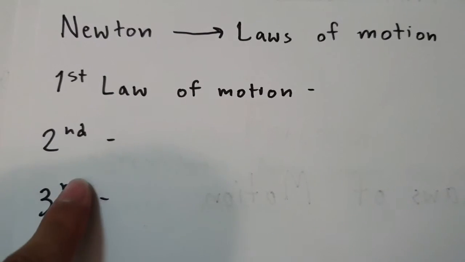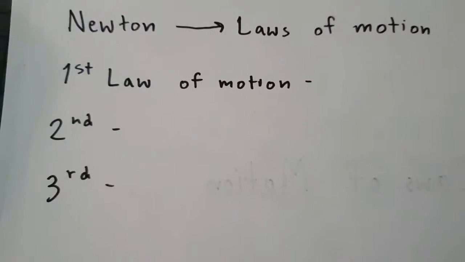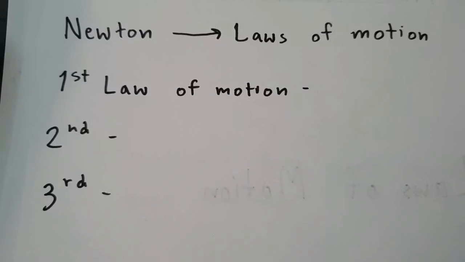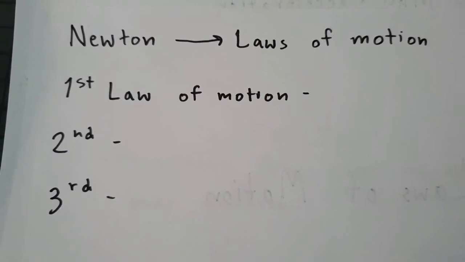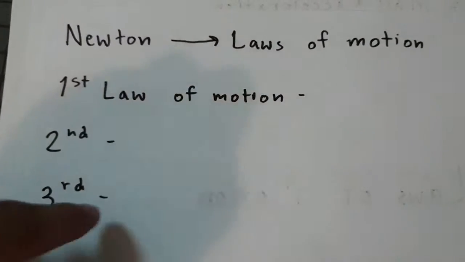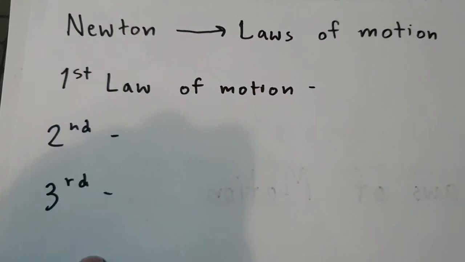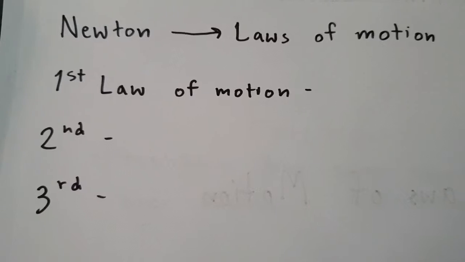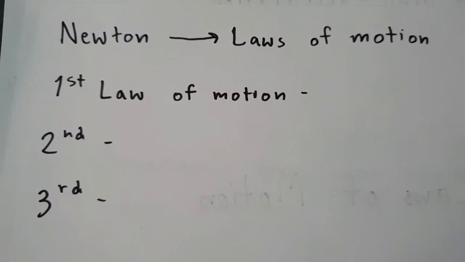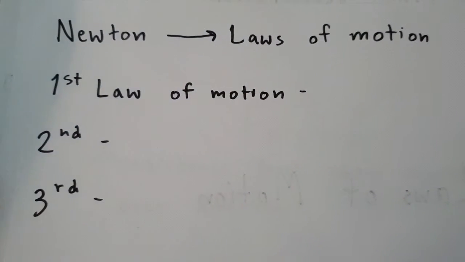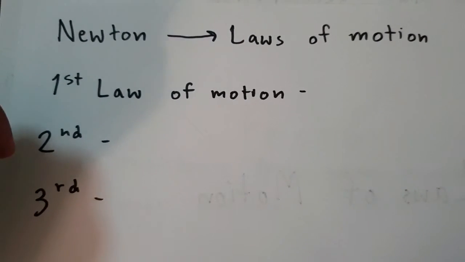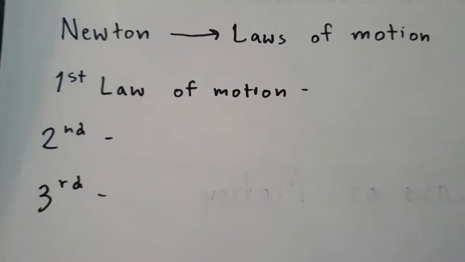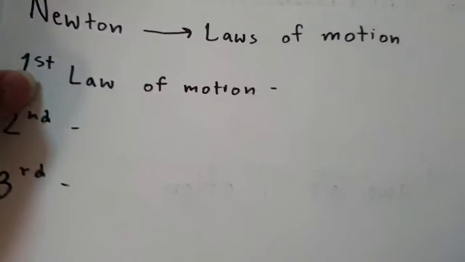The second law explains how the velocity of an object changes when it's subjected to an exerted force. And the third law states that for every action there is an equal and opposite reaction. The third law can also be used to explain the production of thrust by a jet engine.